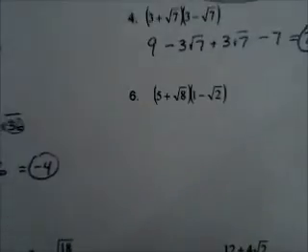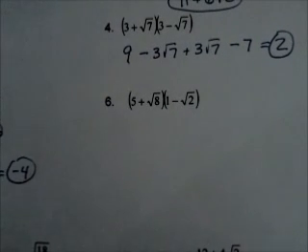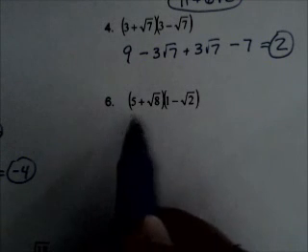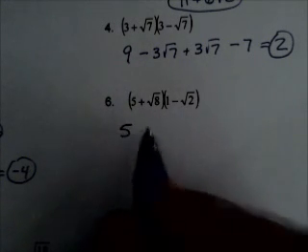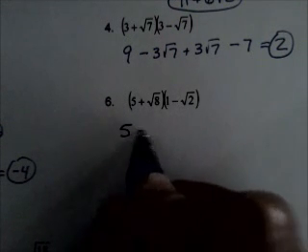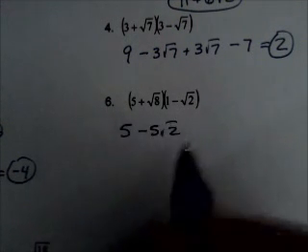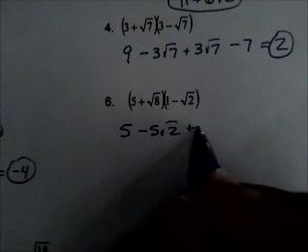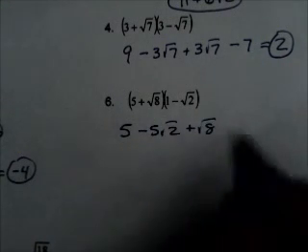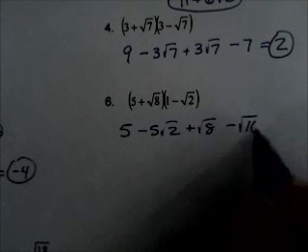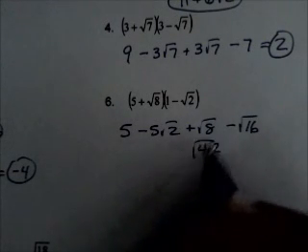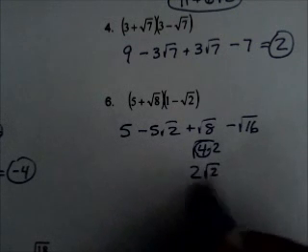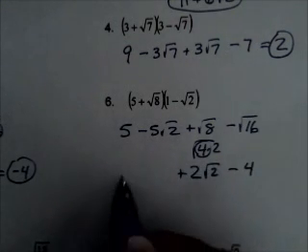And our last one, number 6. You should try that, pause the video, and then start it up again, see if you came up with the same. 5 times 1 is 5. 5 times negative square root of 2 is negative 5 square root of 2. Square root of 8 times 1 is square root of 8. And square root of 8 times negative square root of 2 is negative square root of 16. Simplifying the square root of 8, 4 times 2. So that's 2 square root of 2 minus 4.